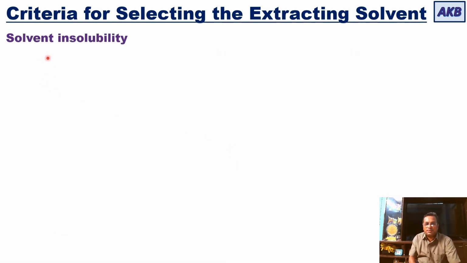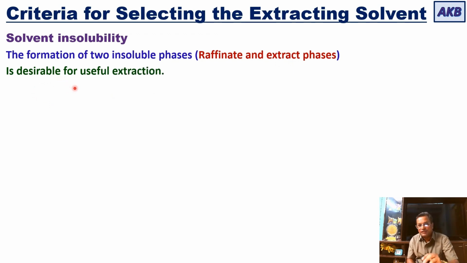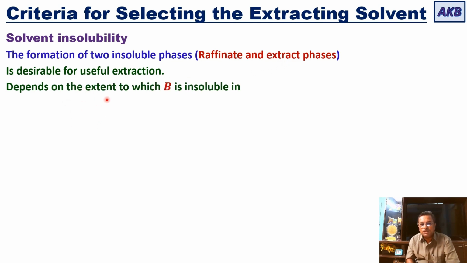Then the other criterion is solvent insolubility. In order to understand this, first you should know that the formation of two insoluble phases, that is raffinate and extract phases, is very much essential. These two phases have to be formed for successful extraction. This formation depends on the extent to which B is insoluble in the solution of A and C, which is the feed solution.